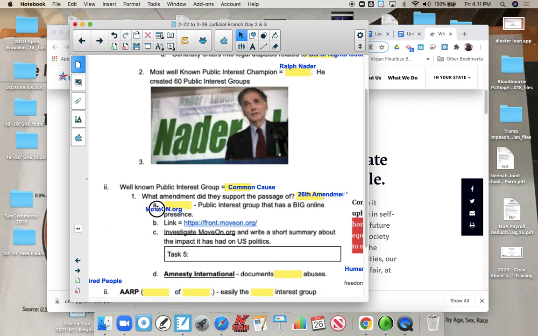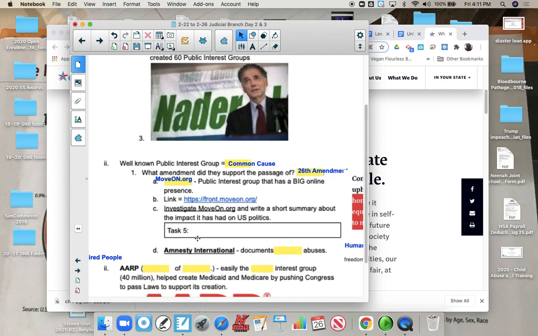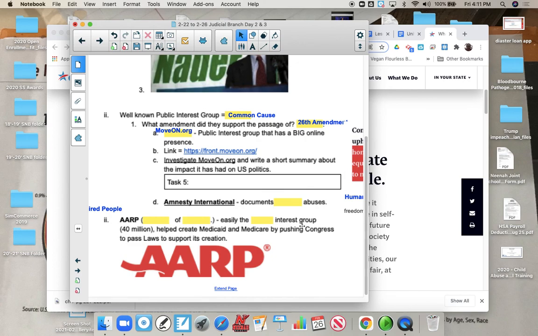All right, MoveOn.org. It is a really well-known public interest group that has a big online presence. Here is a link for more information. What I'd like you to do is investigate this and write a short summary of MoveOn.org and how it has impacted politics and other U.S. policies, and put that summary right here. Shouldn't take terribly long.